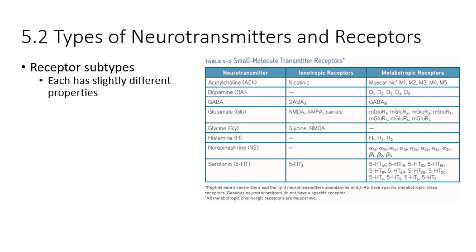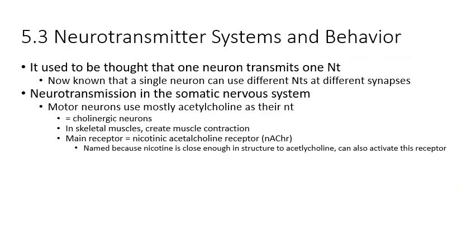There are different subtypes for each of these receptors. Don't worry about knowing all the different subtypes, just know that there are many different subtypes for both ionotropic and metabotropic receptors, and each subtype has slightly different properties. Receptors are also specific to different neurotransmitters, so there's serotonin receptors, and there's a number of different types of serotonin receptors, etc. It used to be thought that any one neuron transmitted only one type of neurotransmitter. It's now known that a single neuron can use different neurotransmitters at different synapses.